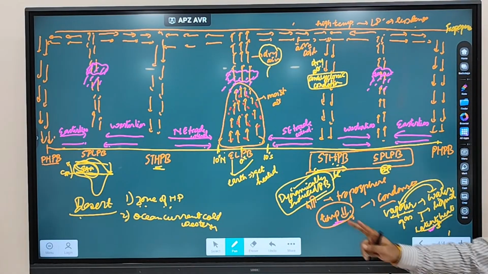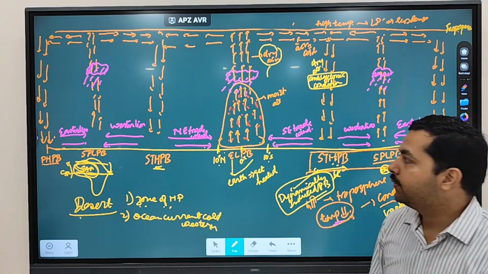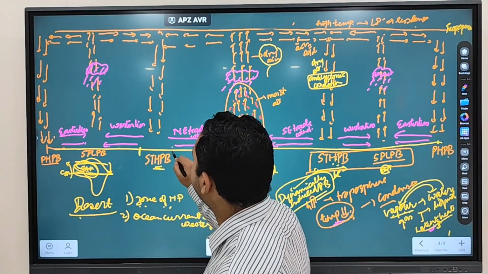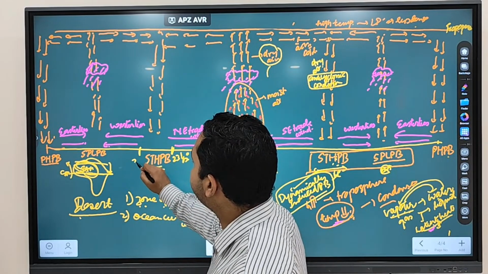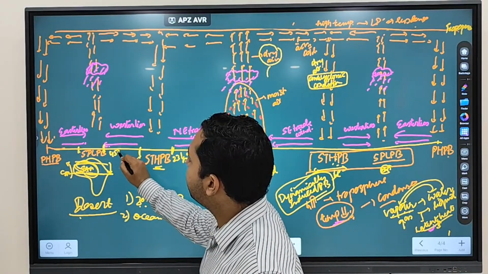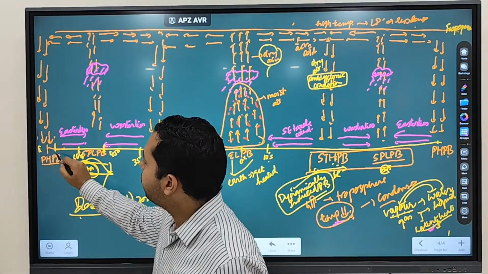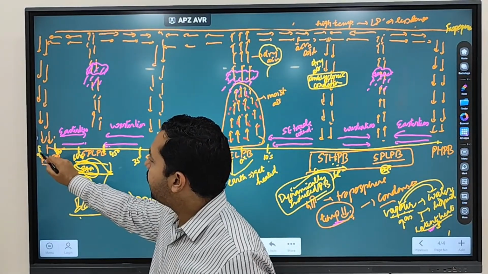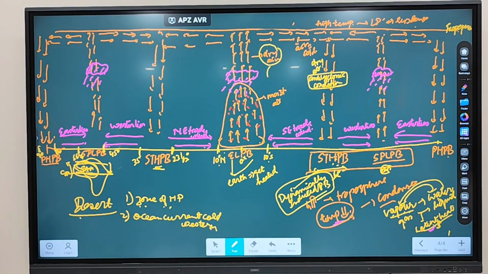So we discussed this extends from where to where? From 10 degree north to 10 degree south. Now this extends from 23.5 degree to 35 degree. This extends from 45 degree to 66.5 degree. And this is extending from 80 degree to 90 degree. This is how the extension of pressure belts is going to be. Fine.